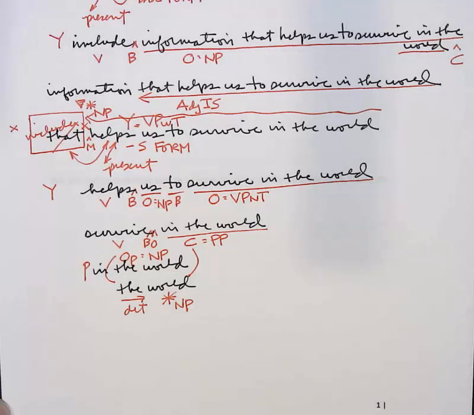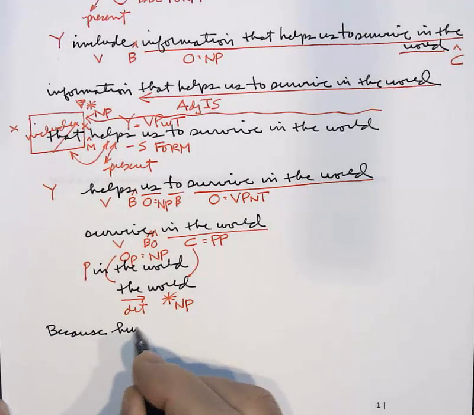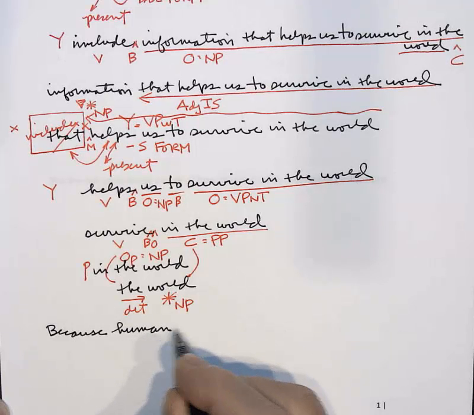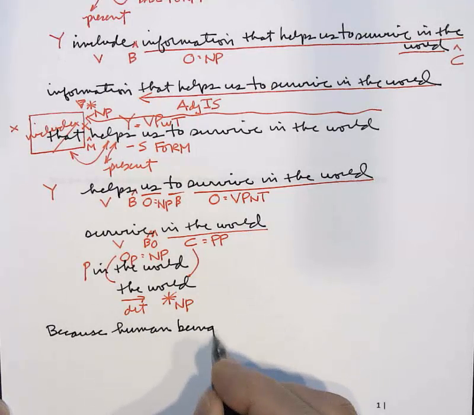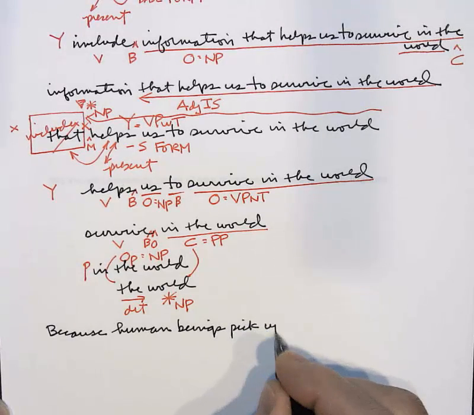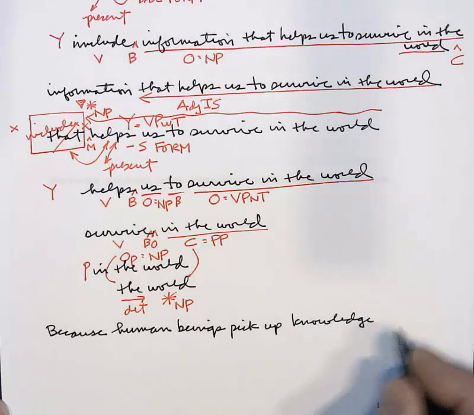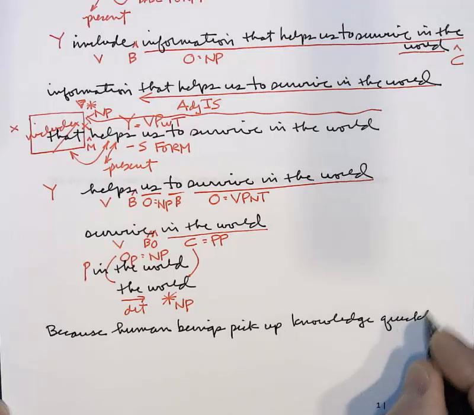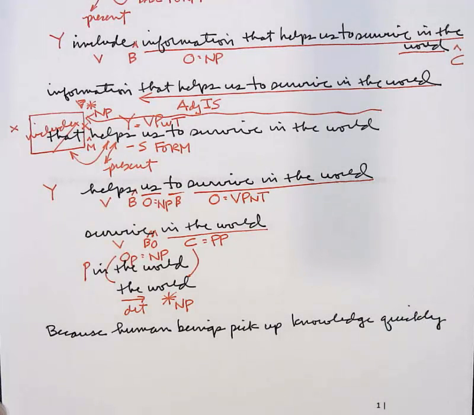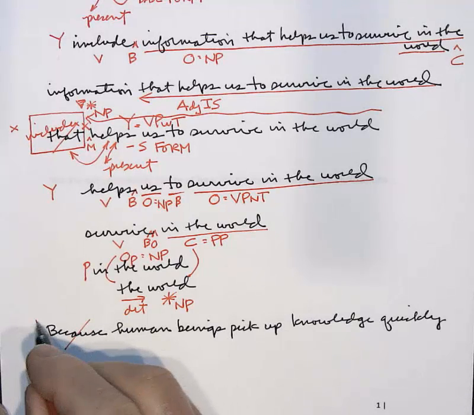And now it's time to take a look at our shifter. Because human beings pick up knowledge quickly. Because is the includer.